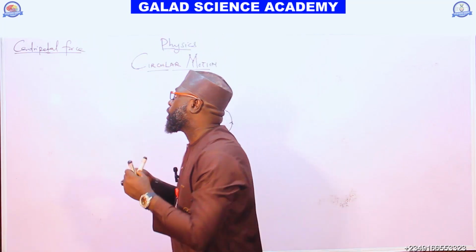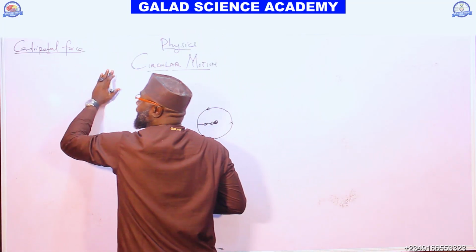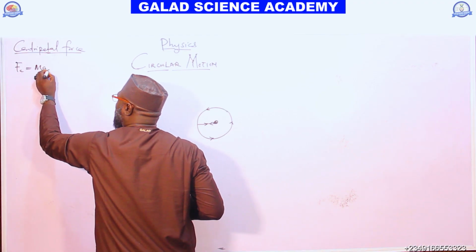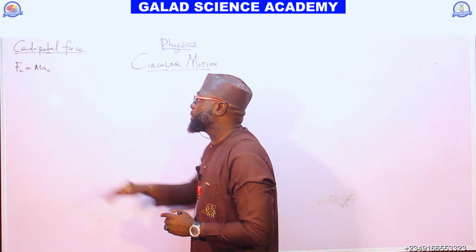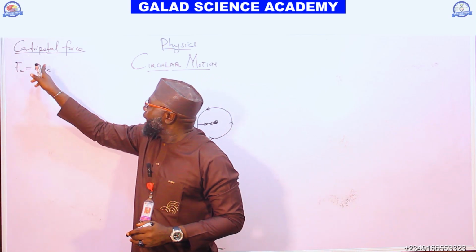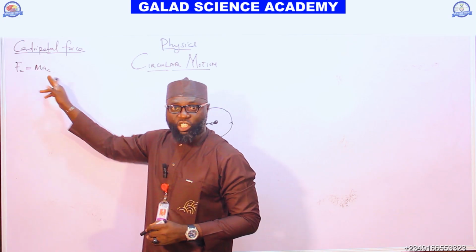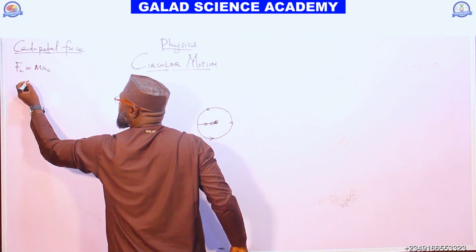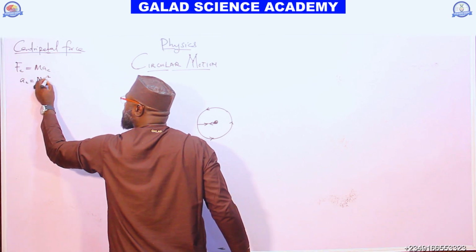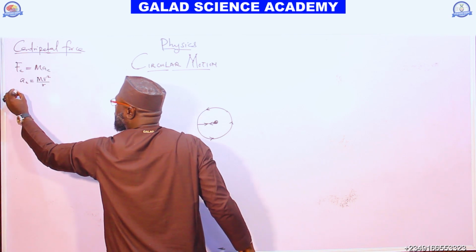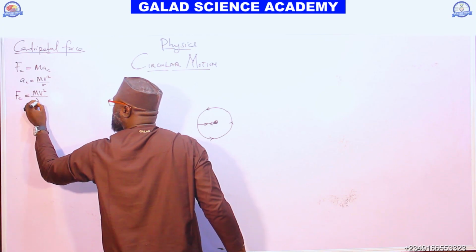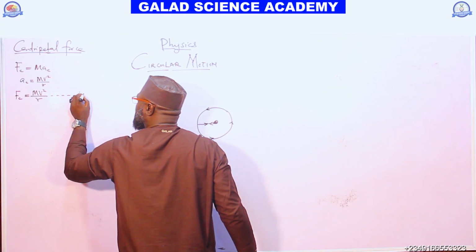As we all know, centripetal force is mass times centripetal acceleration. Centripetal force is the product of the mass of the body and centripetal acceleration, where acceleration is v square over r. Therefore, centripetal force equals mv square over r. That is the equation there.